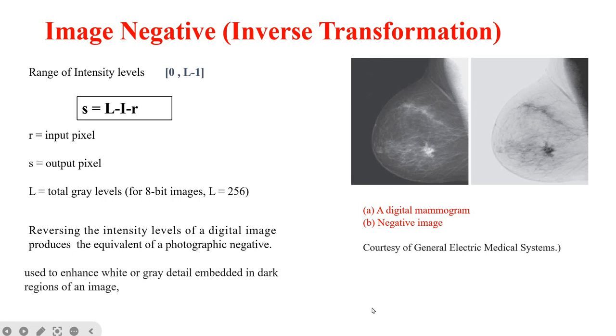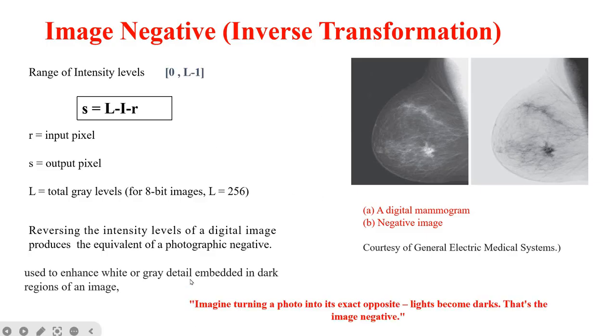These image negatives are used in medical images, X-ray and CT scans, and also for highlighting fine white details on the backgrounds. So image negatives are nothing but turning a photo into its exact opposite, where light becomes dark.